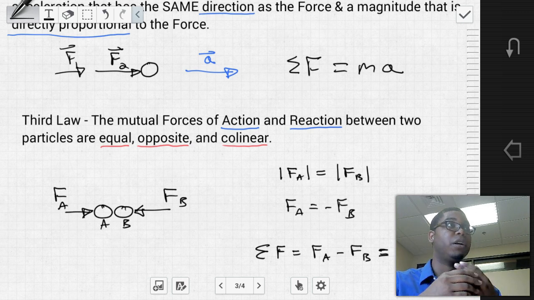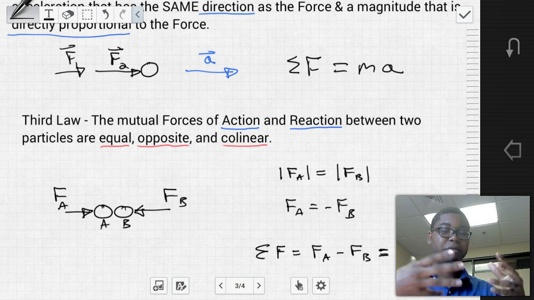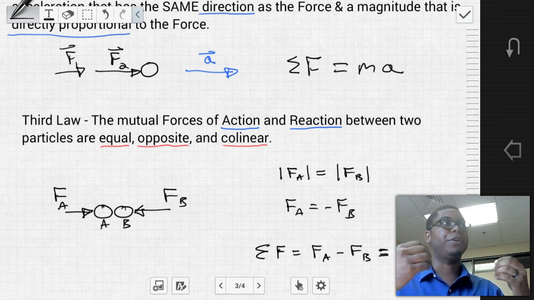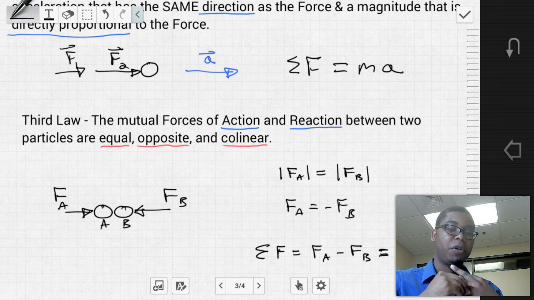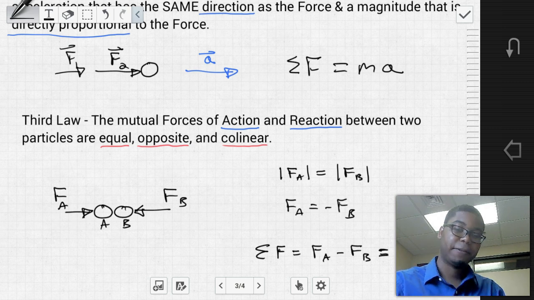And this third law is a law that we will use in statics. It's a little more detailed information compared to Newton's first law. So you will see the first and the third law in this class.